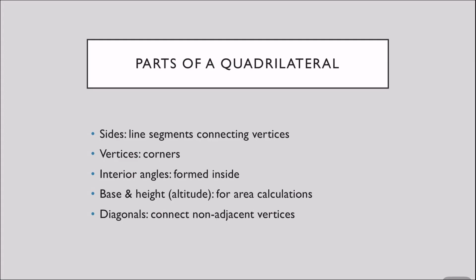It's formed inside, interior angles. And then for quadrilaterals, we refer to the base and the height or the altitude, as you mentioned before. Usually, we use this for area calculations. And then, again, your diagonal, same with our discussion with polygons in general. Diagonals are line segments that connect non-adjacent vertices, because adjacent vertices are simply your sides.